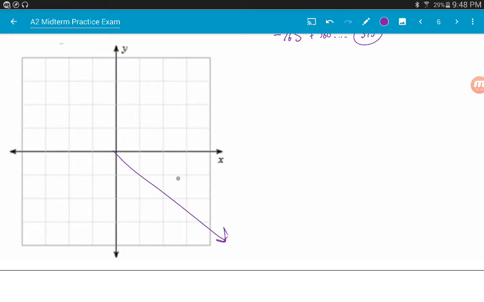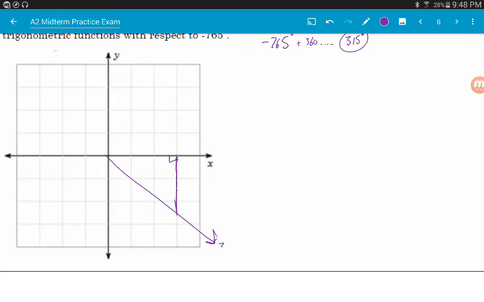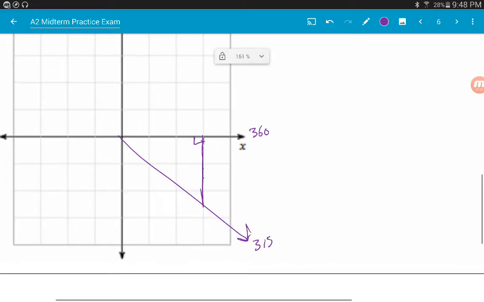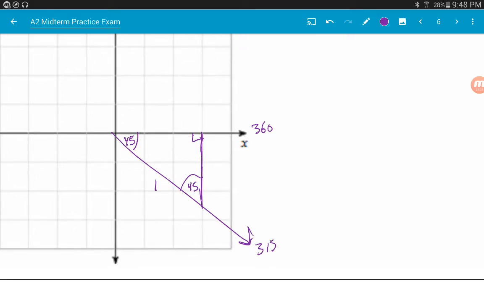It doesn't really matter to me if you draw the unit circle. It's implied anyway. You drop your line. This creates a right triangle. Remember, this is 315 and this is 360. So if you subtract, you'll find that this in here is a 45 degree angle. This must be a 45, 45, 90 right triangle. The side lengths are 1, radical 2 over 2. And because this is down, it's negative radical 2 over 2.